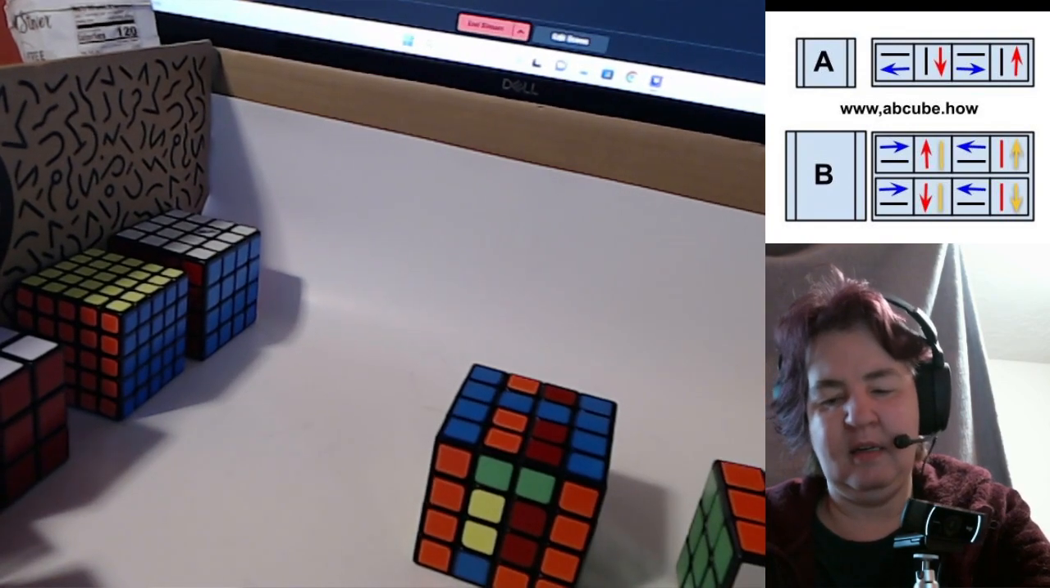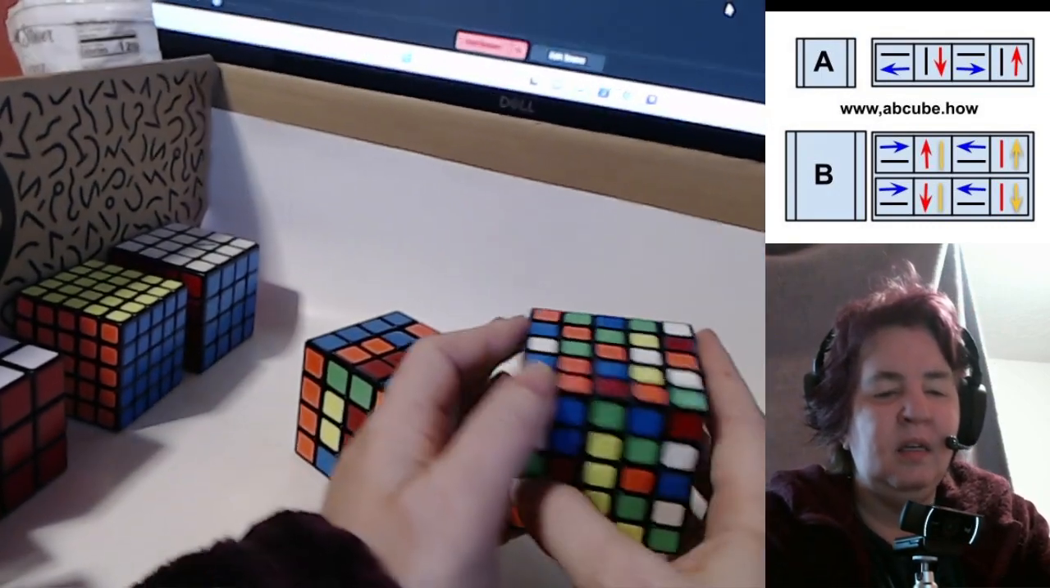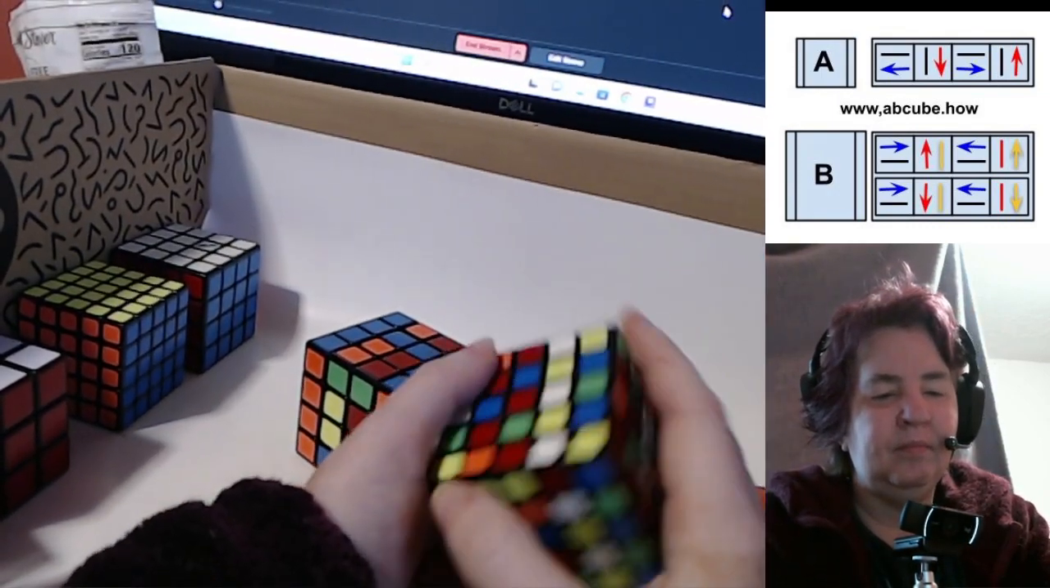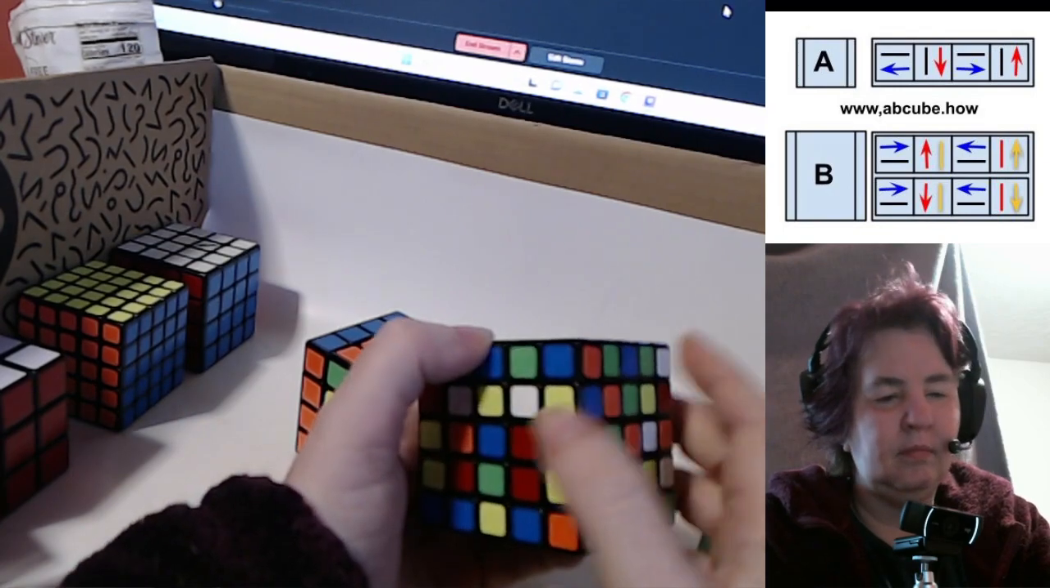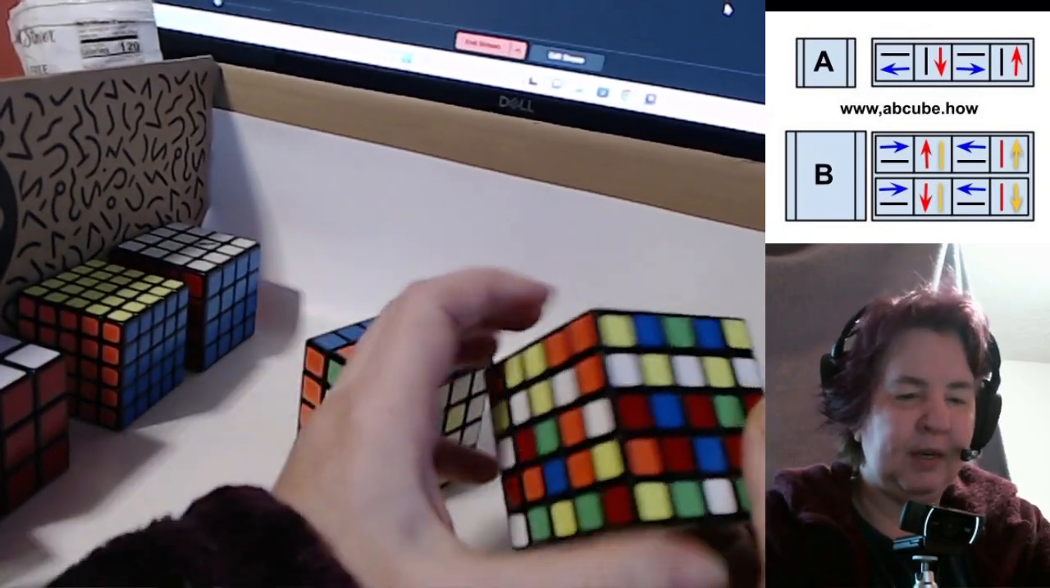And it's the same, doesn't matter what size cube you're working on. This one does not have the edges done, so I can step back to that.